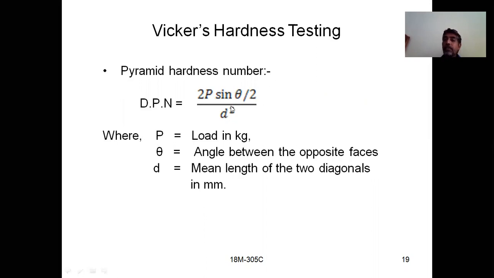If you calculate the area of indentation, you will get this formula, that is DPN is equal to 2P sin(theta/2) divided by d square. So in this, everything is known except D. This P is the applied force, it is known. Theta is a constant, that is 136 degrees, and D is the unknown value which we can find out from the impression or the indentation. If you substitute all the values in this, you will get the DPN value, that is the pyramid hardness number. So in this way, we will find out the pyramid hardness numbers in the Vickers hardness test.